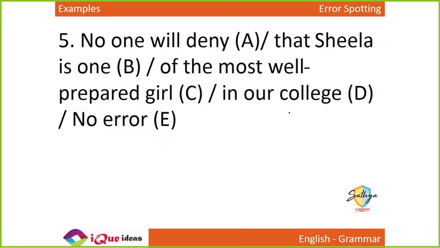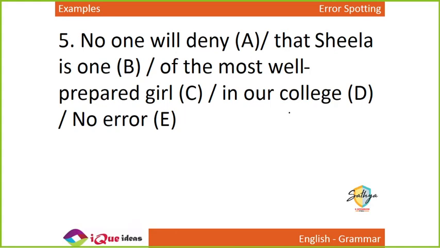No one will deny that Sheila is one of the most well-prepared girl in our college. There's a simple logic that if you understand, you will immediately get where the correction is. Yes, Dhruvi. No, Aditya. Dhruvi got the answer also right. Zarna also got it. Yes. Yes, Namra, that's right. Mitali, no. Yashvi, no. Yes, Mayuk and Rahi also got it.